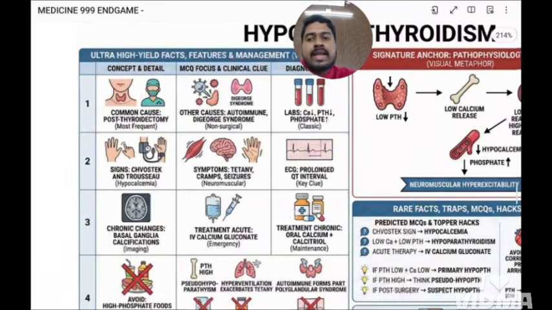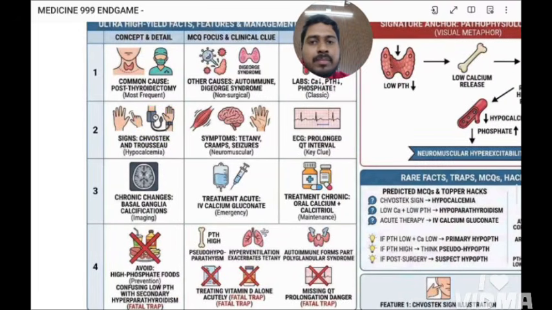The rest, calcium and phosphate, are secondary values. Signs that you see: Chvostek sign and Trousseau sign. These are basically signs of hypocalcemia. What is Chvostek? Twitching of the face when the facial nerve is tapped near the tragus. And second is Trousseau sign, where you raise the BP 20 above the systolic blood pressure and hold for 3 minutes, and you will see carpal spasm, the Trousseau sign.